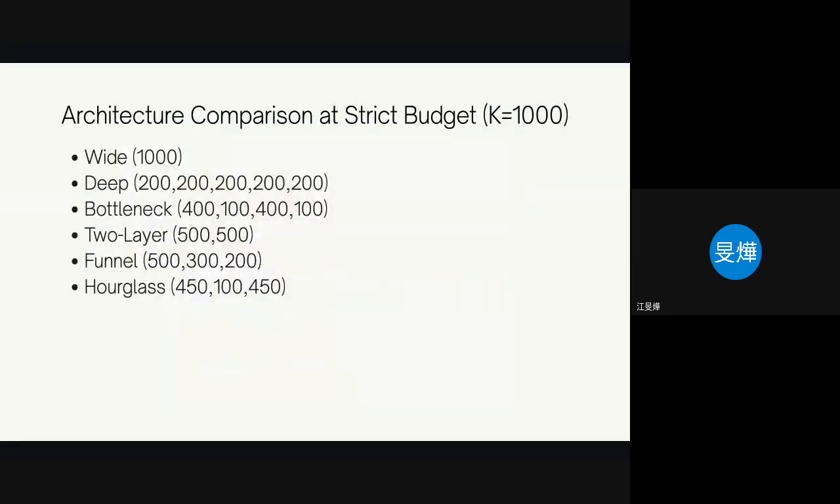Okay, so the next page. And we see the bottleneck architecture shows a little bit higher than the deep model. That's for the last page. Then I set K equals 1,000 and create 6 kinds of structures with different layers and neuron ratios, as shown here. Okay, so next page.